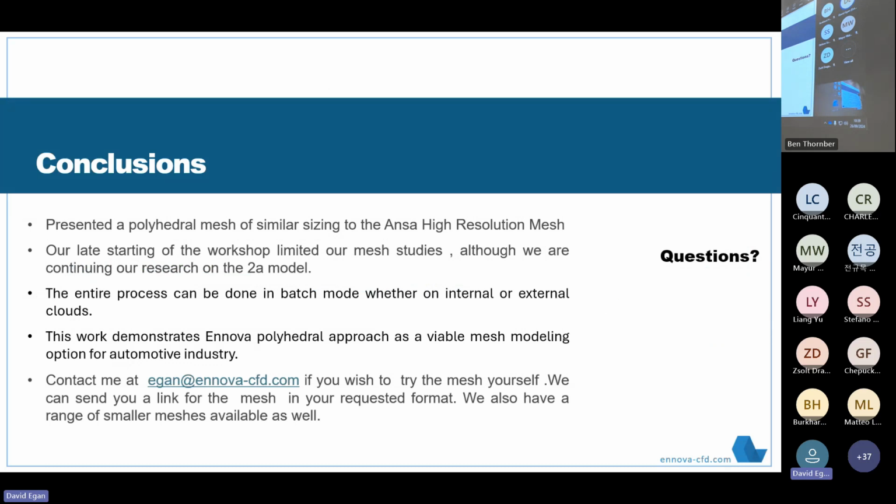So what we were looking at was just a polyhedral mesh against your committee mesh. Obviously, we started very late, I think it was April or May when we started with the idea that we should participate in this conference. Some of the important things to note is that the meshing process is inherently batch, so it lends itself to automation.